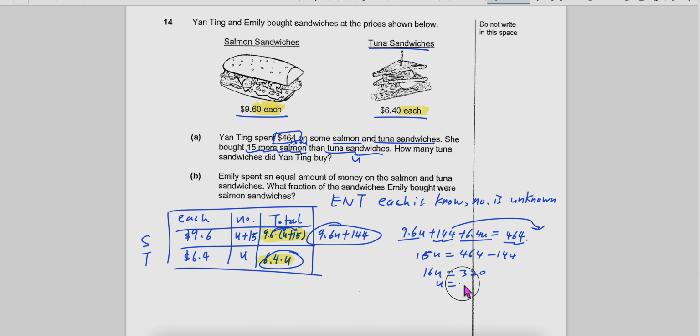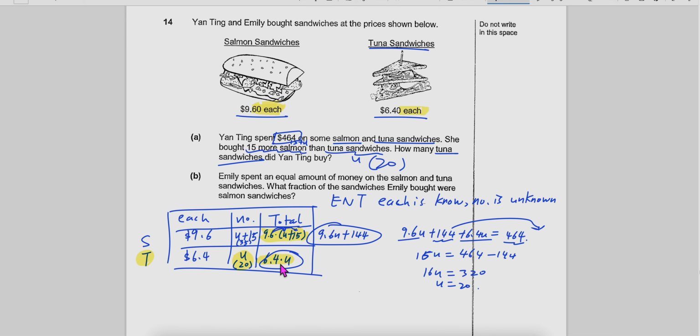Then this U is 20, right? So once you get U equals 20, you just put it here. Don't erase. Then this one, add up, will be 35, right? Now the question asks, how many tuna sandwiches did Yanting buy? So the number of tuna is which one? This is the number of tuna. Can you see? So therefore the answer is 20 for the first part.